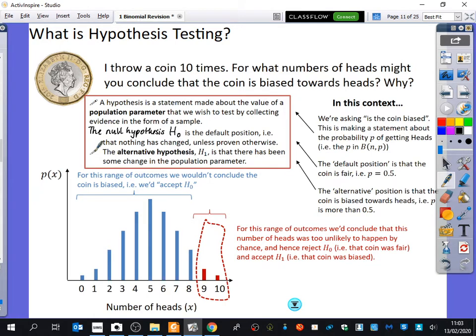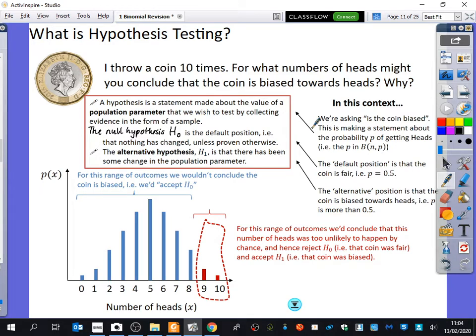The alternative hypothesis, H1, is that there has been some change in the population parameter. There has been some change in the probability of this particular coin. So the alternative position here is that the coin is biased towards heads, i.e. P is more than 0.5. In this context, I should have said, the thing we're asking about is: is the coin biased? This is making a statement about the probability P of getting heads in this coin flip.